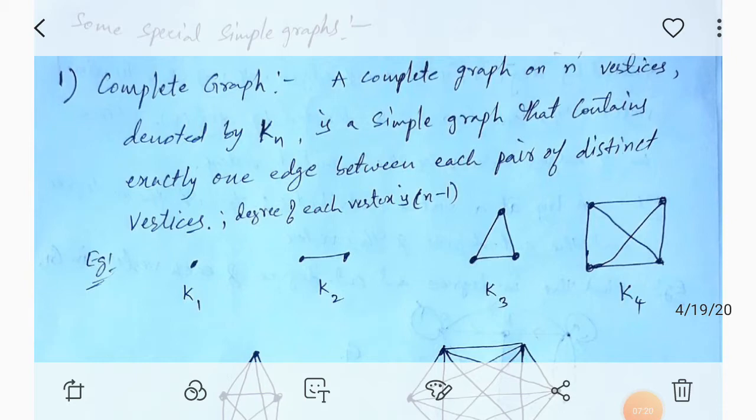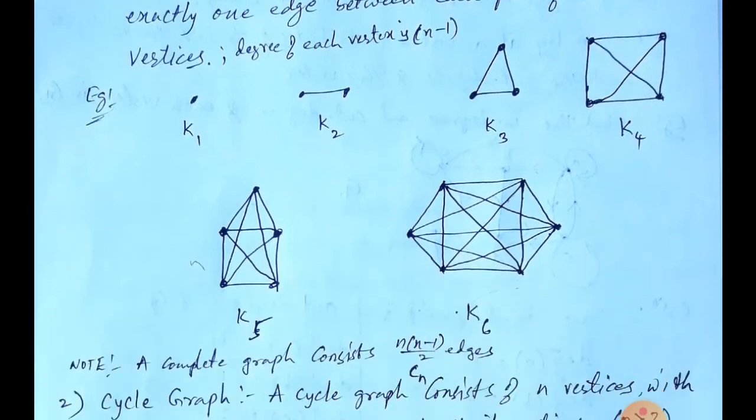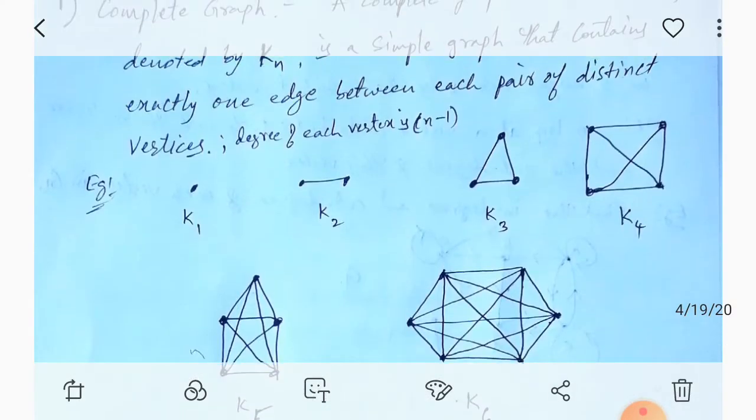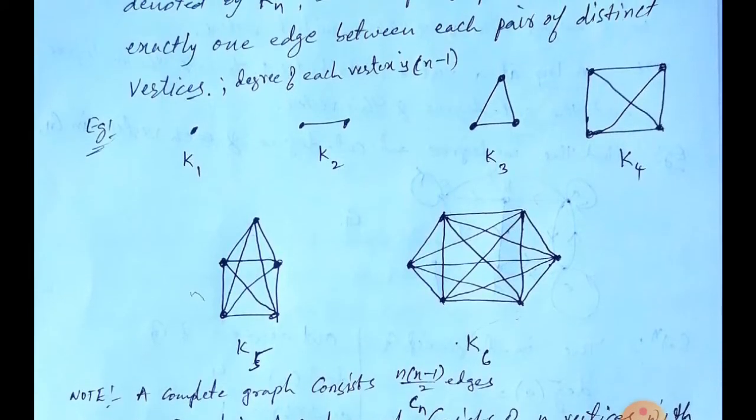We have some special types of graphs, so many types of graphs are there, and they will compulsorily ask about these special types of graphs. Observe one by one, complete graph. A complete graph looks like this. Now K1, K2, K3, K4, K5, K6 are all complete graphs, and this is denoted by K with a number. The number is nothing but the number of vertices, for example, K6 has 6 vertices, K5 has 5 vertices.